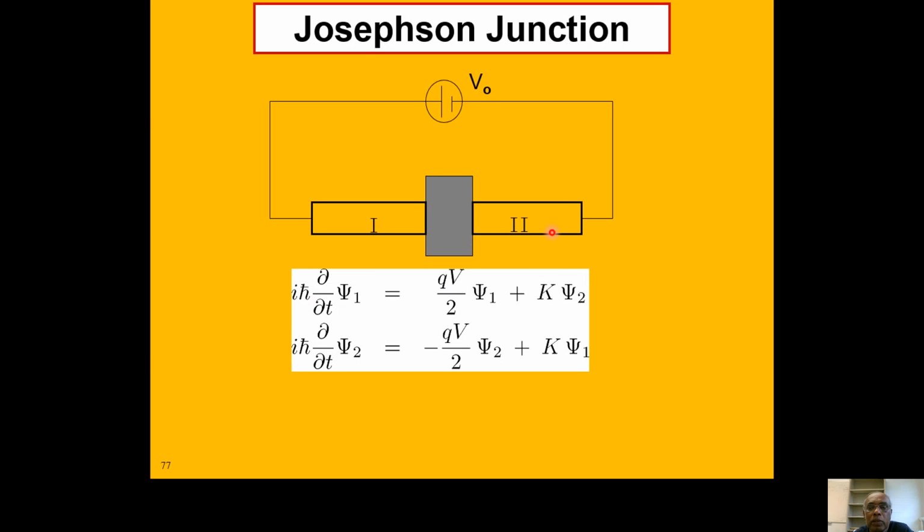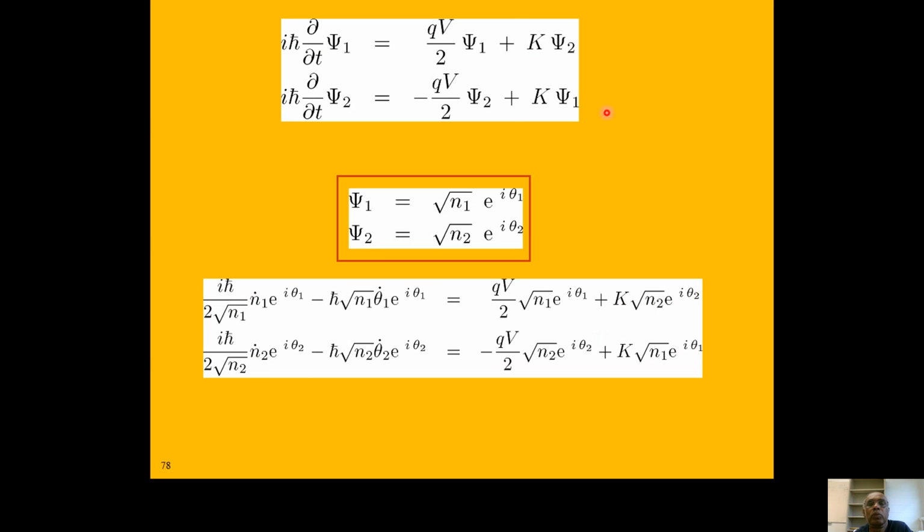Same thing I can write for the Schrodinger equation for superconductor 2, i H cross d over dt psi 2 equals, again, this should be minus q over 2, because when you subtract the two, you should get V, right? So this is charge times your potential, V over 2, for that wave function psi 2, but you have a coupling term coming from superconductor 1. I can write this one as a psi 1. So now you have two coupled equations. So these are the two equations.